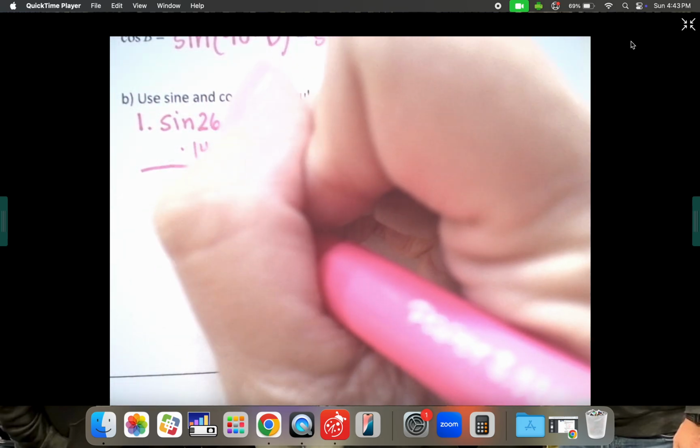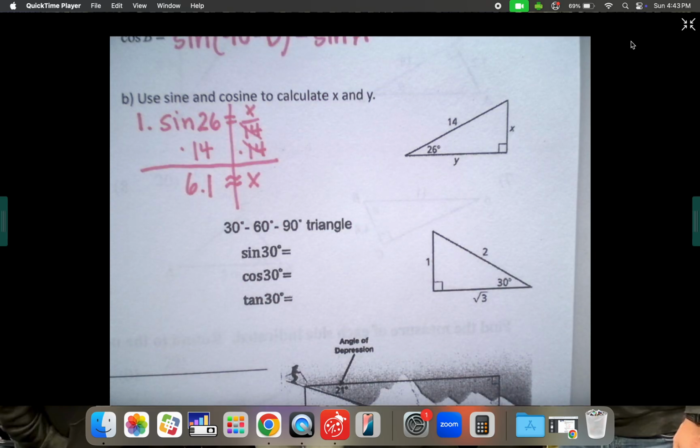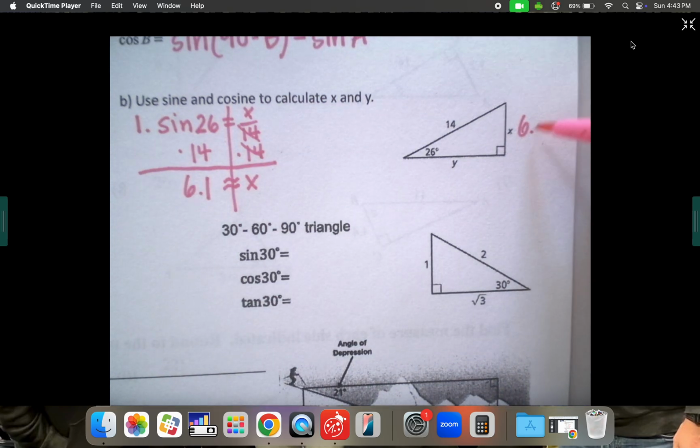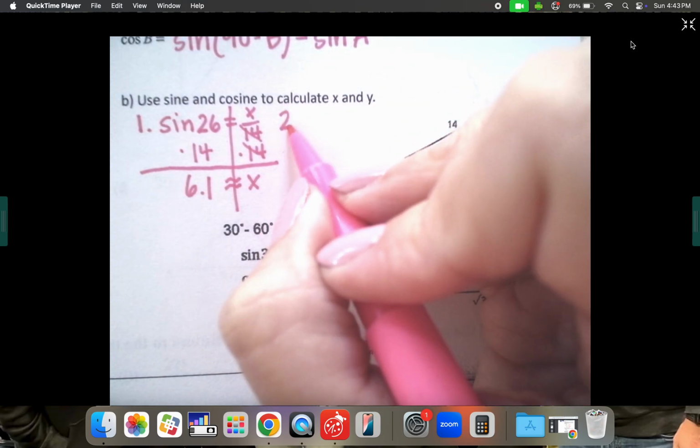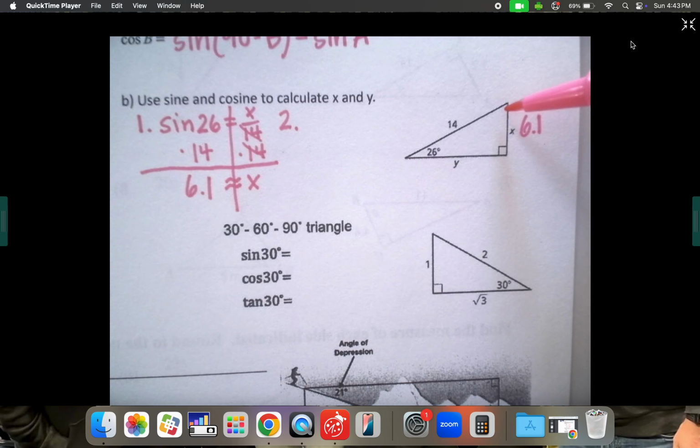So let's just call this, it didn't say what to round to, we're going to round to the tenths. So x would be about 6.1. Okay, let's do y now. So for y, we could subtract from 180 and get this one up here. It's not really going to matter.